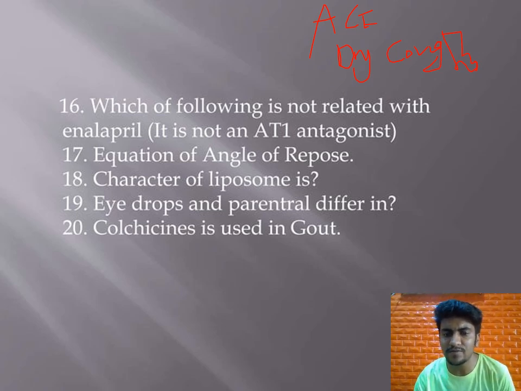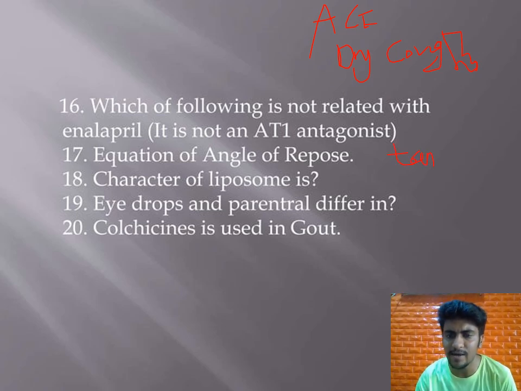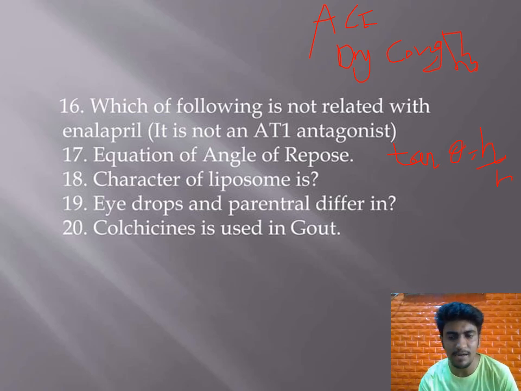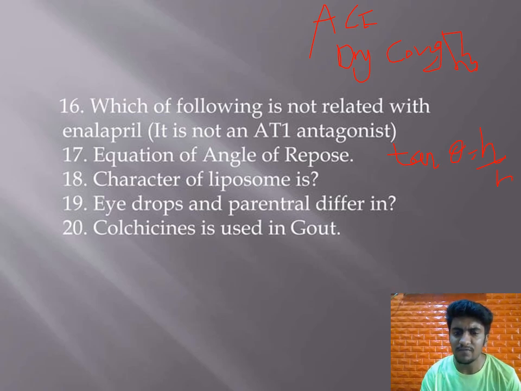Then equation of angle of repose. So we have tan theta is equal to h upon r. In one of the options it was given r upon h, and one of the options was given sin theta and all. Next up, we have characteristics of liposomes. So liposomes are basically small vesicular drug delivery systems made of lipids. So there are phosphatidylcholine, phosphatidylserine, phosphatidylethanolamine, phosphatidylinositol, different phospholipids that are used for entrapment of the particular core.